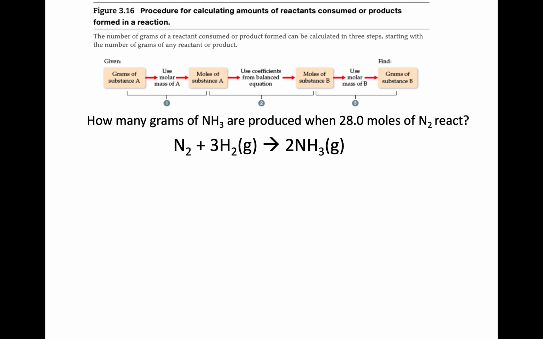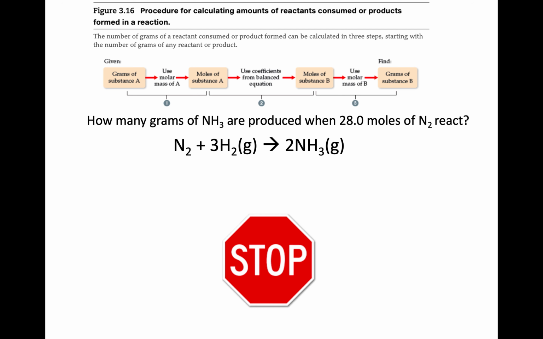Here's another one that can be solved with dimensional analysis. How many grams of NH3 are produced when 28 moles of N2 react? See if you can set that up, use the previous example as a model, and see if you can go through the different steps within the protocol here as needed.